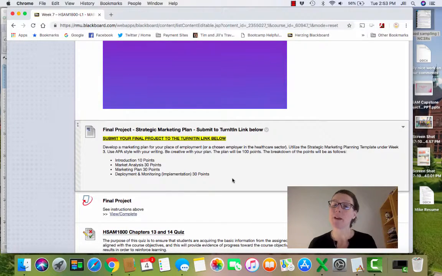Kind of reflect back on that SWOT analysis that we did. I think most everyone gave me some good strengths, weaknesses, opportunities, and threats for their organization. You're going to want to take that, if you're doing the same organization here, take that SWOT analysis and put it right in this document. You really want to be doing the analysis and not just telling me you're going to do an analysis.